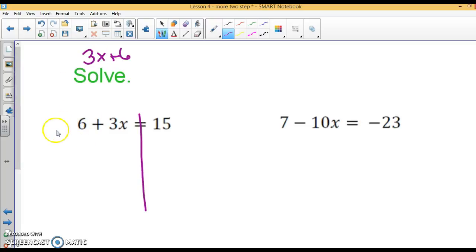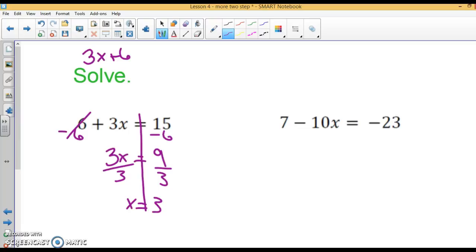So how do I move this 6 over to the other side? I subtract 6, and it would be obvious if we wrote it this way. 6 minus 6 is 0, so I have 3x equals 9. Divide both sides by 3, x is 3.